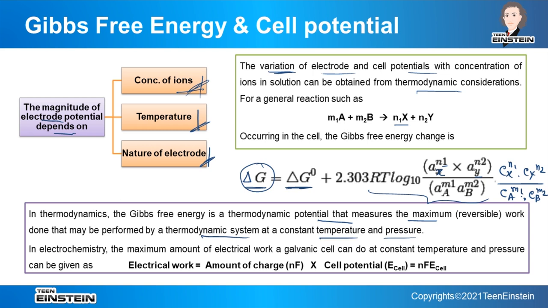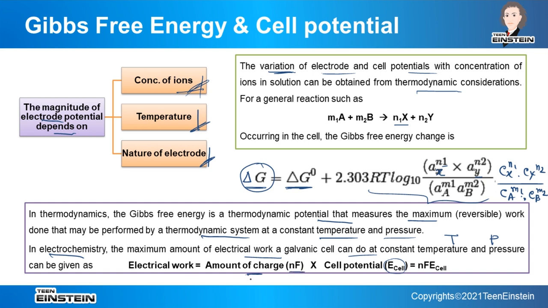So in electrochemistry, it is the maximum amount of electrical work a galvanic cell can do, again at constant temperature and pressure. Now the relationship is that electrical work is equal to the amount of charge times cell potential. When we discussed cell potential, E cell, we saw that it is in joule per coulomb units. So electrical work has the unit joule, and charge is in coulomb. So cell potential is electrical work divided by amount of charge, that is joule per coulomb.